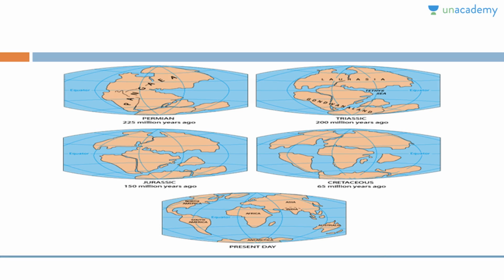Initially in the Permian period, the whole Pangaea was there, which was surrounded by Panthalassa, the water body. Then in the Triassic period, that is around 200 million years ago, it separated into Laurasia and Gondwana land. Then in the Jurassic period, separation further occurred. In the Cretaceous period, the continents acquired almost the shape of present day continents. And in the present day, you may see in the figure that this type of continental arrangement came into being.